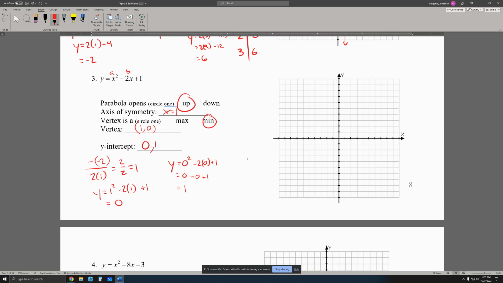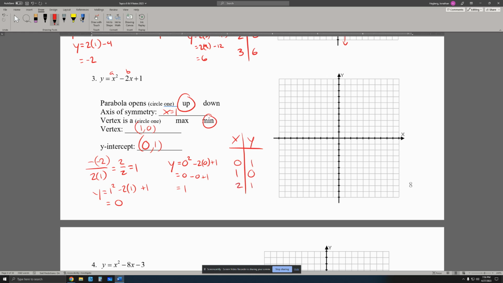So we have 0, 1. If you recognize that pattern, that might save you some time. Otherwise, we know how to solve for it. Plug in x equals 0 and then solve for y. So a table of values, we have our vertex of 1, 0. We have our y-intercept of 0, 1. That tells us that we have the point 2, 1.